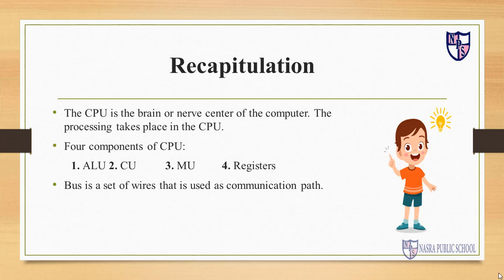Then we have learned about the bus. Bus is a set of wires that is used as a communication path. There are 3 types of buses. Number 1, data bus. Number 2, address bus. Number 3, control bus.